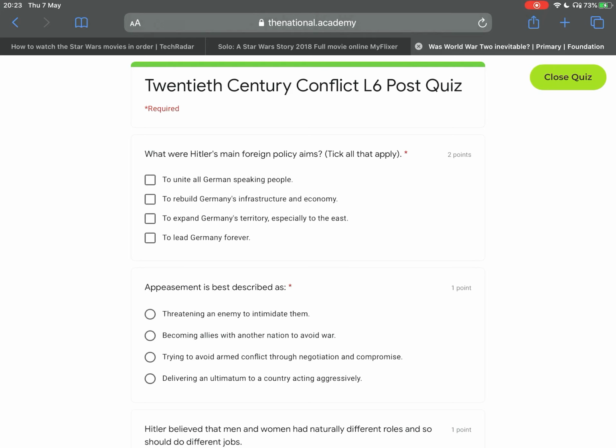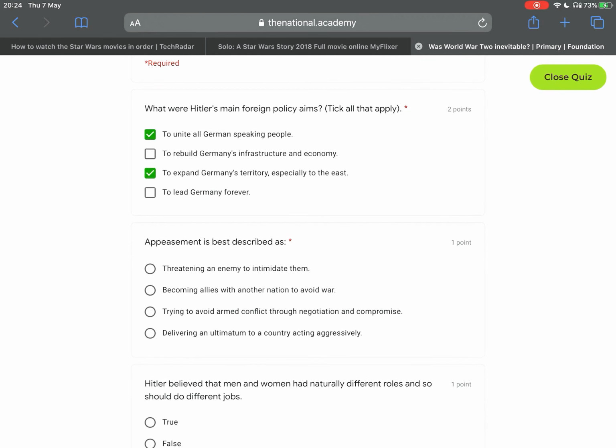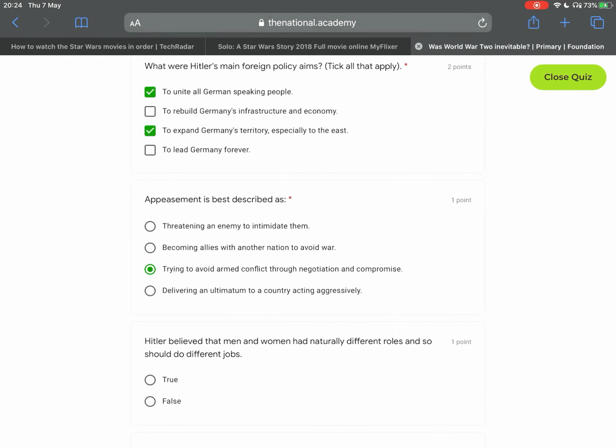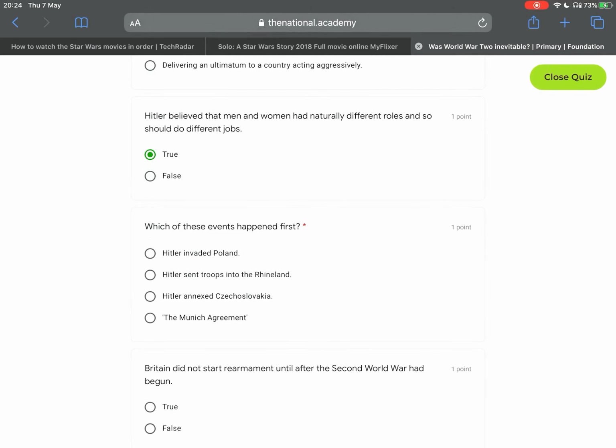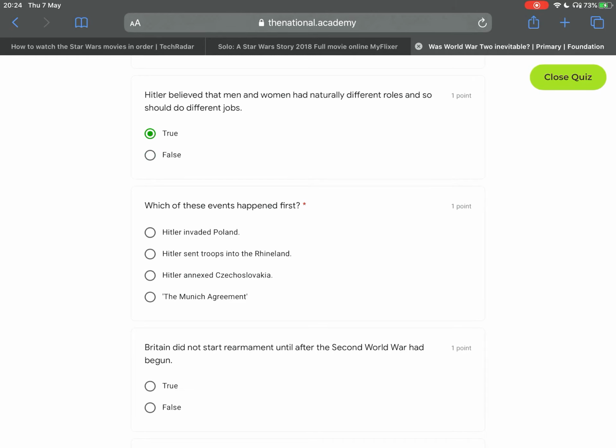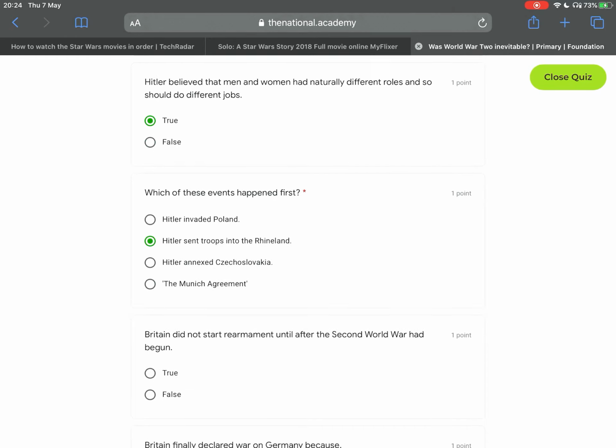So, what were Hitler's main foreign policy aims? That would be to unite all German-speaking people and to expand Germany's territory. Appeasement is best described as trying to avoid armed conflict through negotiation and compromise. Hitler believed that men and women had naturally different roles and so should do different jobs. That's true. Which of these events happened first? That will be Hitler sent troops into the Rhineland.